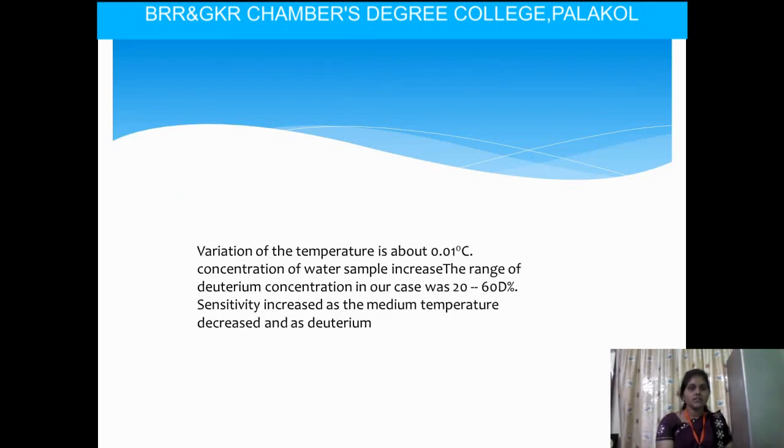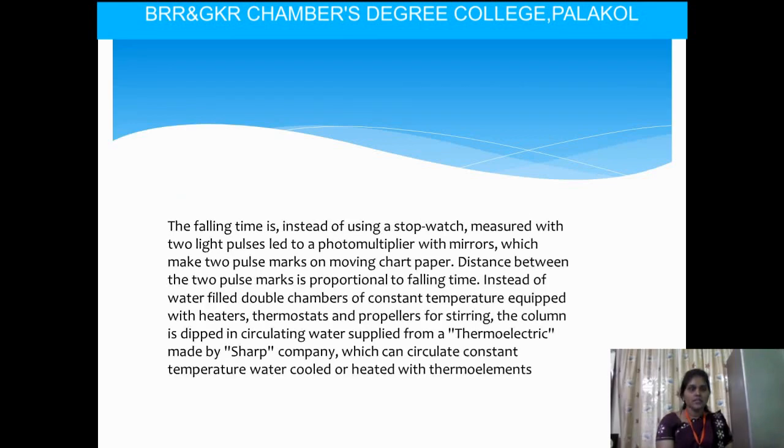Here we have to know different types of methods. First, we can measure the falling time instead of using a stopwatch. Here we take two light pulses from LEDs to a photomultiplier which has a mirror. We take a chart paper and these two pulses are marked on the chart paper. Then the distance between the two pulse marks is proportional to the falling time.